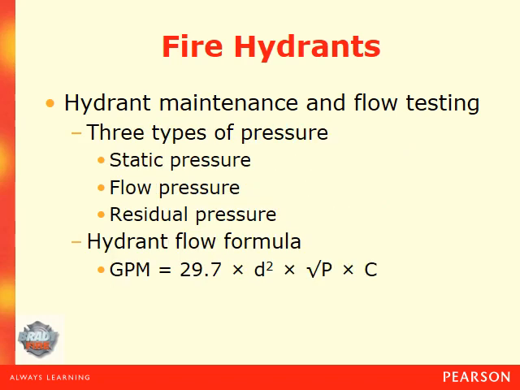When you're looking at the hydrant maintenance, you need to be mindful of the static pressure, the residual pressure, and the flow pressure. By getting all three pressures, you can come up with the hydrant flow formula in terms of gallons per minute, which is 29.7 times the diameter squared times the square root of pressure times the coefficient, and this is just a set number based off the hydrant openings. I don't expect you to remember it until we get into fire department hydraulics, which is another class.